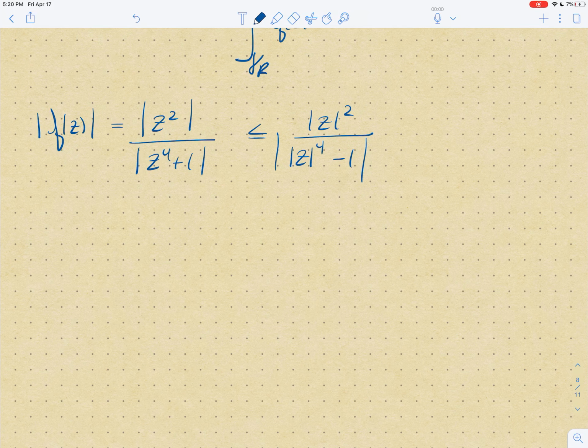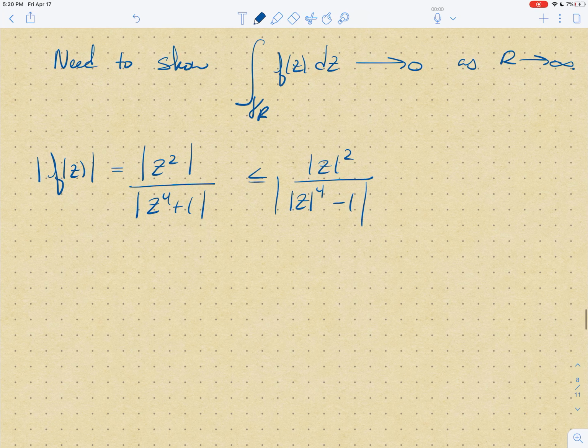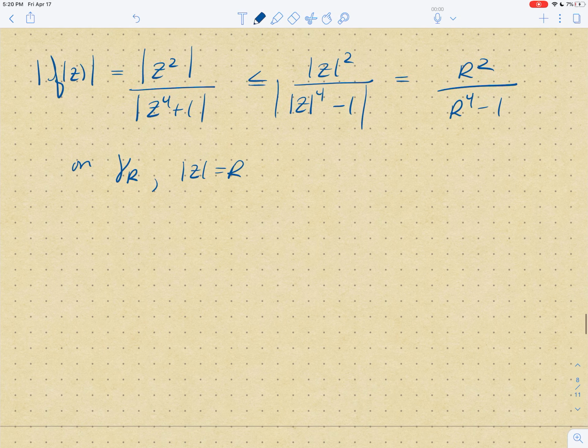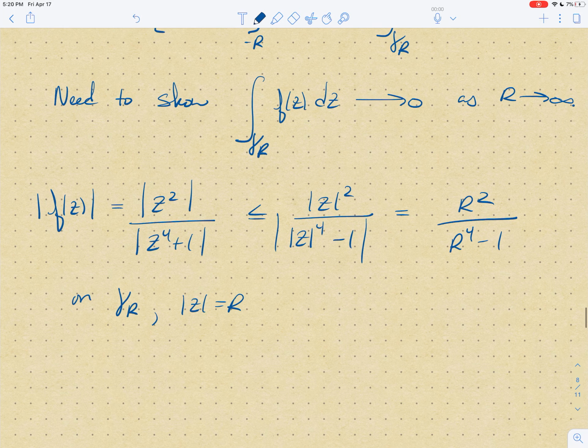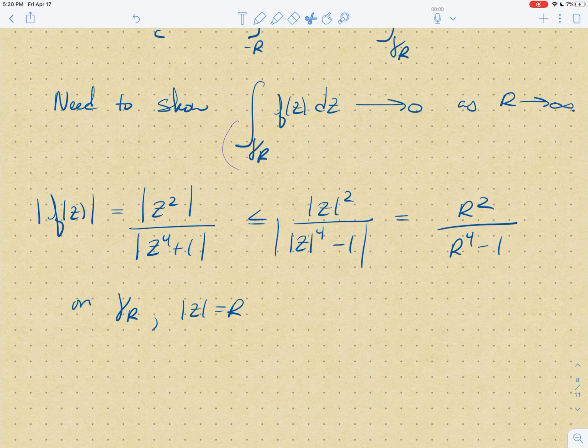All right, and now you realize, wait a minute, I'm living on the circle. Let's say on the circle gamma of r, the modulus of z is just r. So this guy is actually equal to what? R squared over the absolute value of r to the 4th minus 1. We can safely assume that r is bigger than 1, so we're going to go ahead and delete the absolute values now. And we get r squared over r to the 4th minus 1. And so here we go. This is really good. We're almost done.